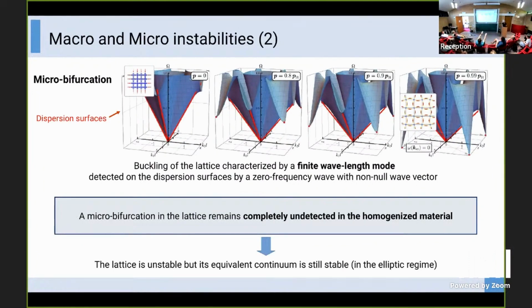So I'm just asking, from this alone, can you predict that they won't work? Yes. Because you see that at the origin here, the slope is always strictly positive. So the wave velocities are always strictly positive for every direction. So the equivalent solid is strongly elliptic and stable. So the equivalent solid is stable here, but not the lattice.